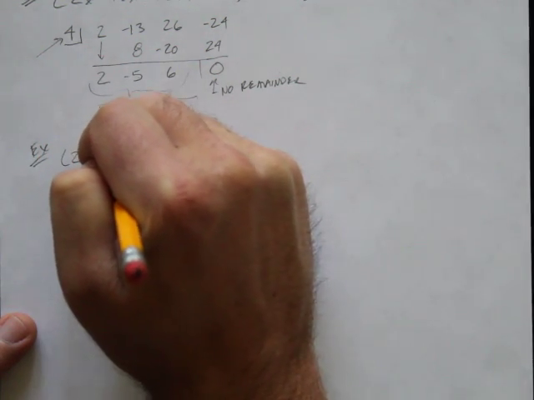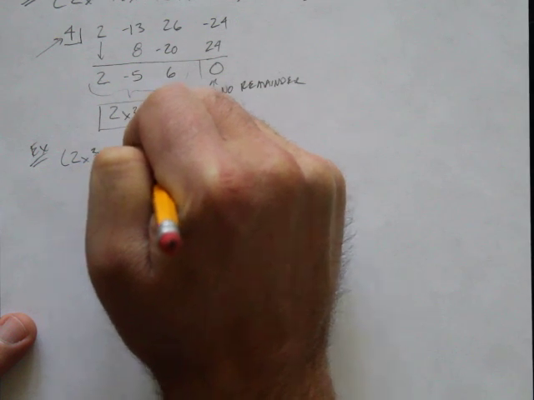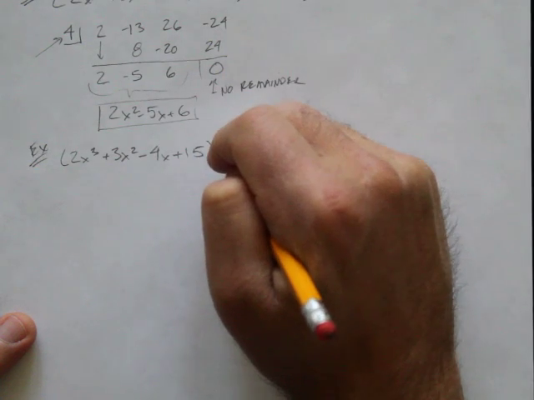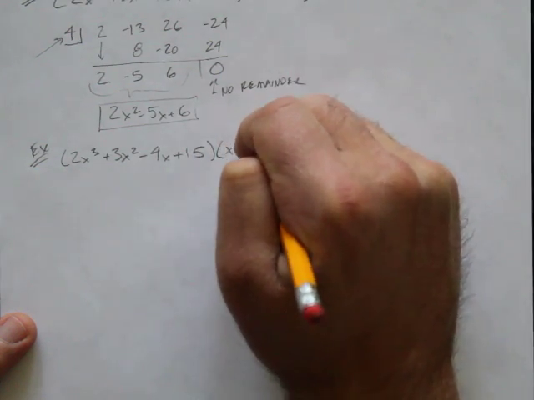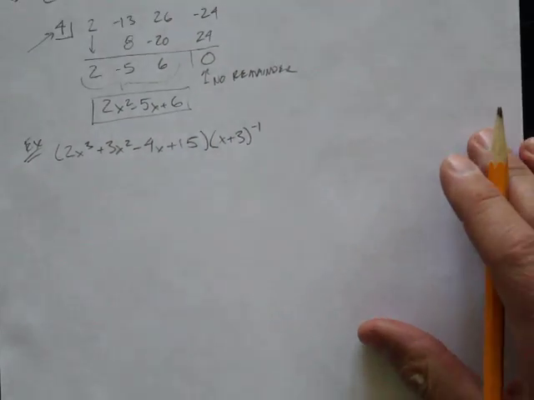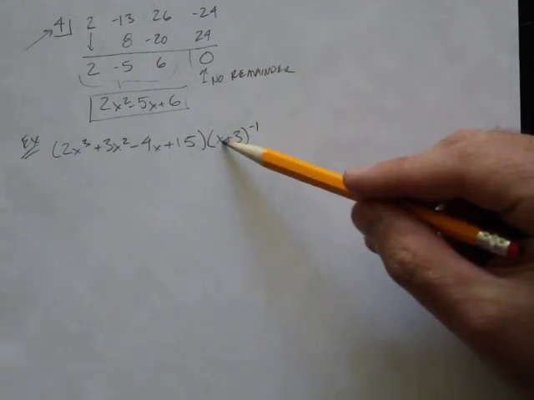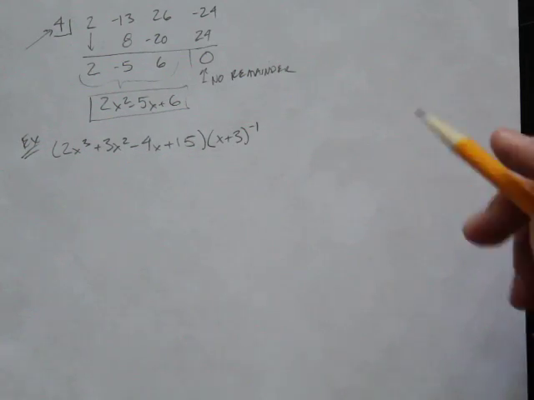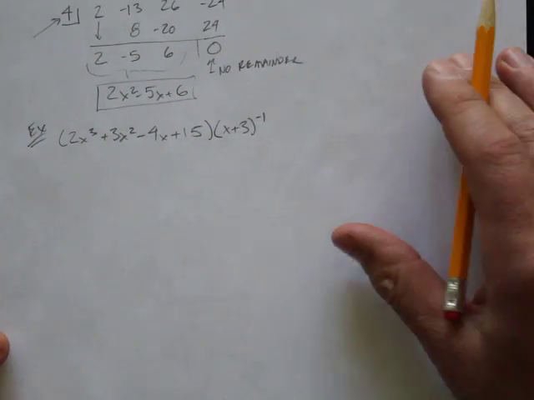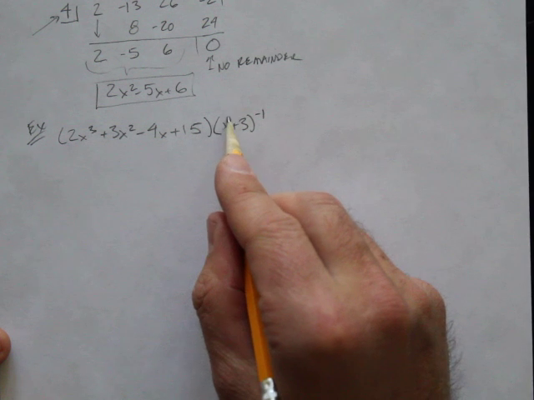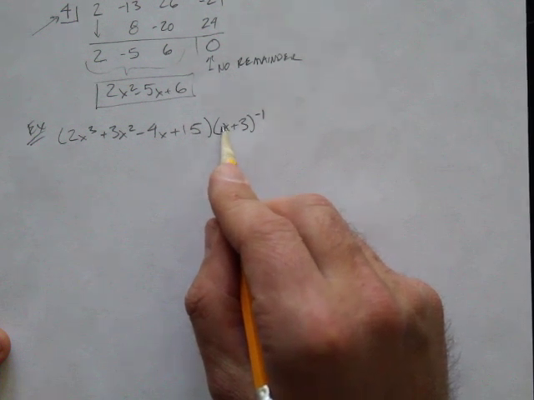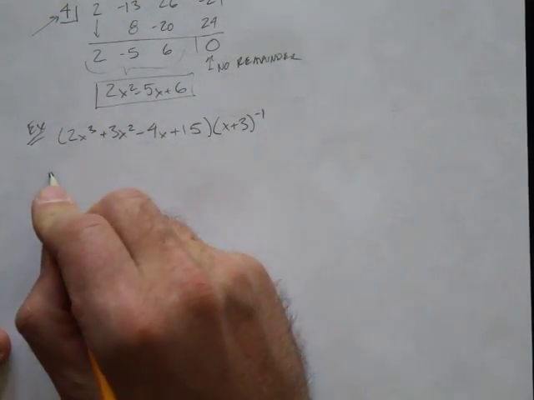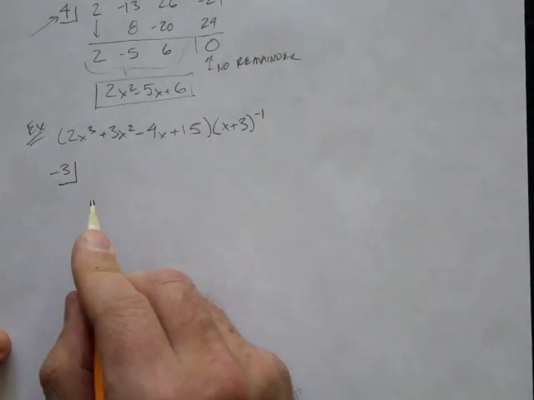2x cubed plus 3x squared minus 4x plus 15 times x plus 3 to the negative 1. So remember, this just means all of this divided by this, because this just goes as the denominator. So don't let that scare you, but it's good we're seeing it. So what value for x makes this binomial 0? It's negative 3. Put that in a box.